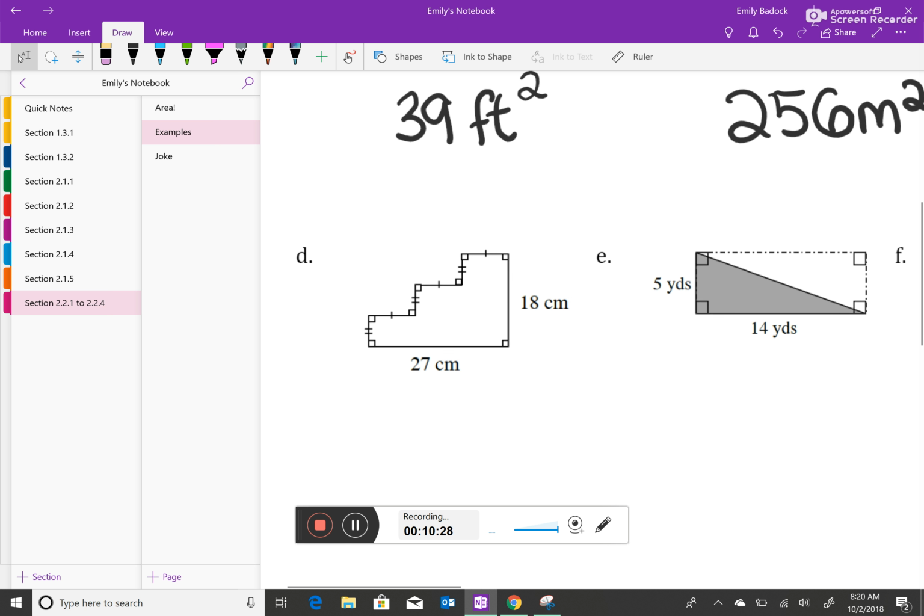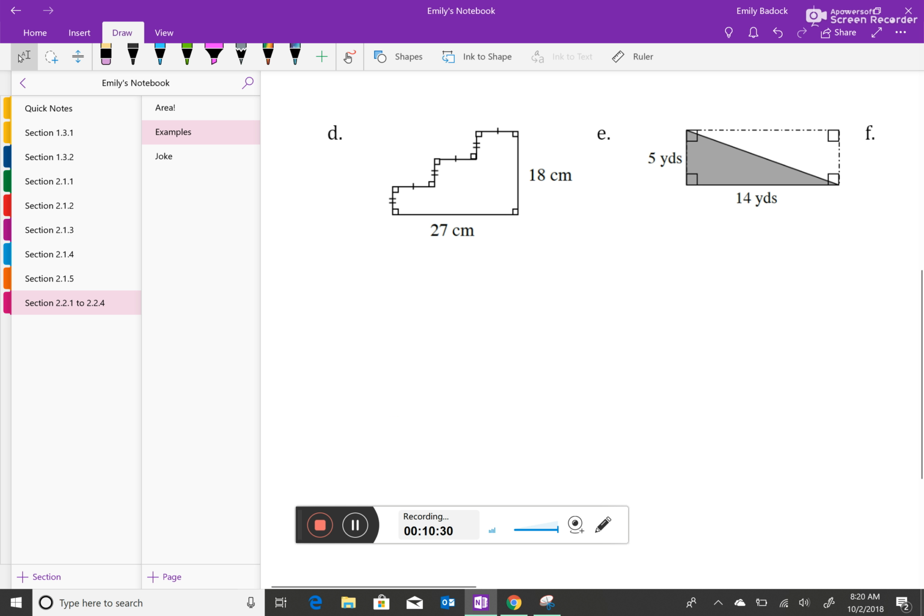Alrighty. Next one looks a little bit more complicated, but we have these nice dashes here that tell us that those are all equal. So if I have this side and this side and this side are all equal, and we know that they have to add up to 27, I'm just going to take 3 and divide it by 27. 27 divided by 3 is just 9. So I know all of these sides are 9.